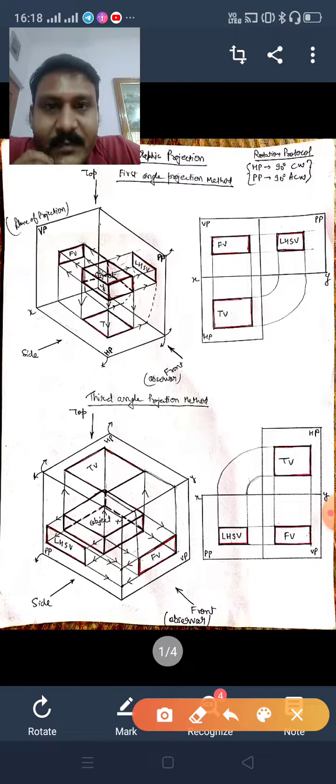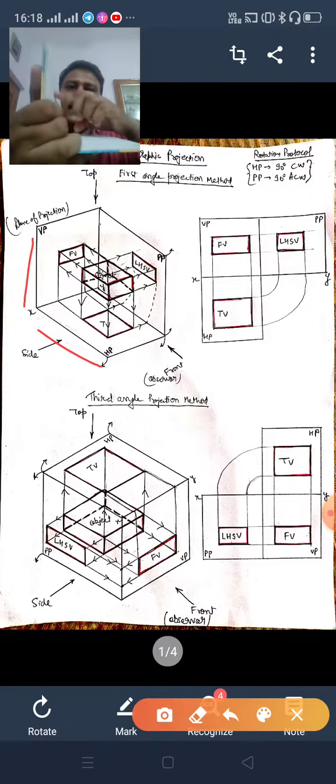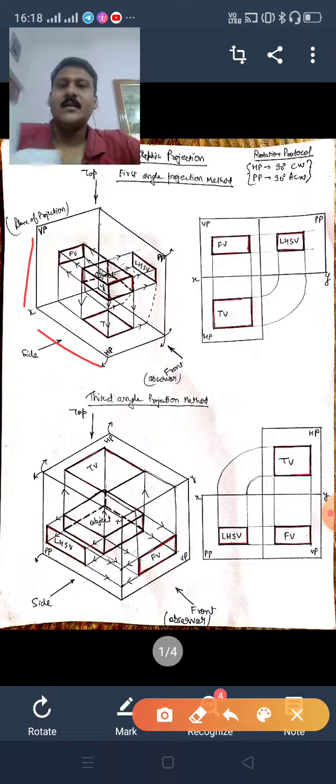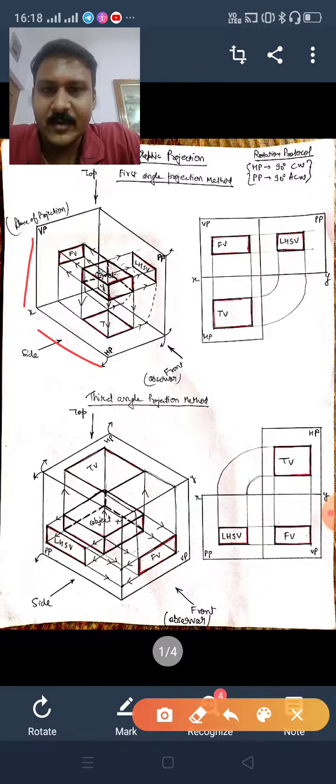Now what is this first angle projection method? I have clearly mentioned this is VP, this is HP, and this is the profile plane. Just now I mentioned here like this: this is VP, this is HP, and this is the profile plane. Similar condition is mentioned over here. Now according to the rotation protocol, we will rotate HP clockwise 90 degrees. So it is rotating clockwise 90 degrees, and it will look like this.